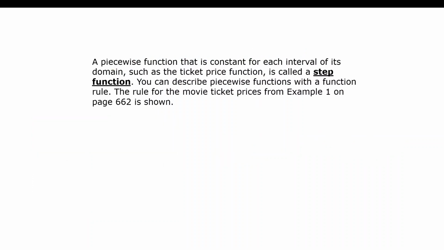A piecewise function that is constant for each interval of its domain, such as the ticket price function, is called a step function. You can describe piecewise functions with a function rule. The rule for the movie ticket prices from example 1 on page 662 is shown.